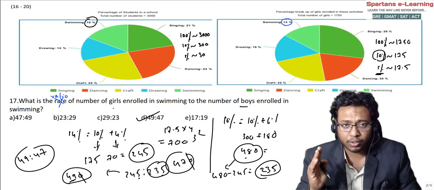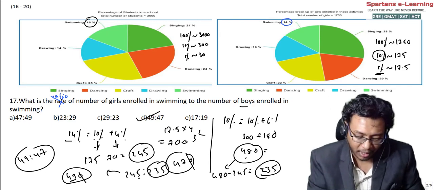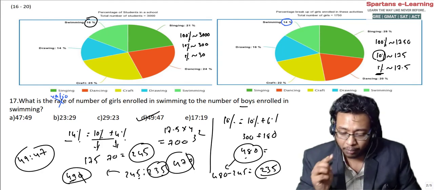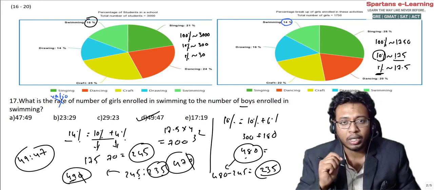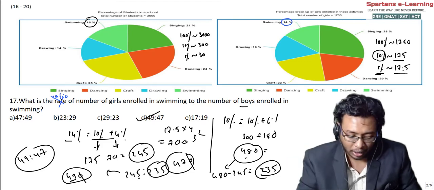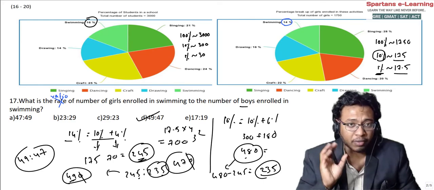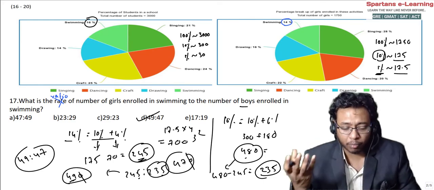Now ratio of the girls enrolled in swimming is 14%. 14% means I can write it as 10% plus 4%. 10% value I know, it is 175. What is 4%? It will be 17.5 into 4. So you will get this one. Finally you will get 245. So these are the number of girls. So now you need to find number of boys enrolled in swimming.